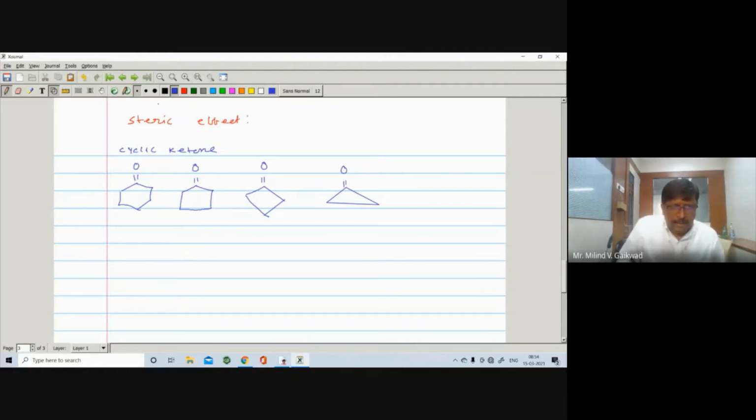So here you have cyclohexanone, and similarly you can write other examples. For cyclohexanone, the CO stretching will appear here at 1710 centimeter inverse.